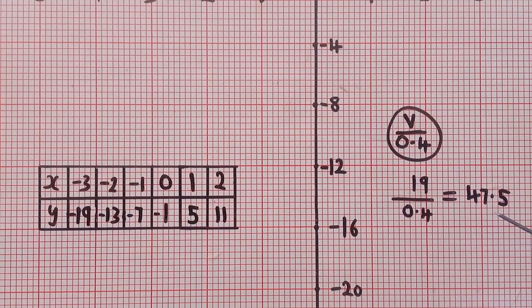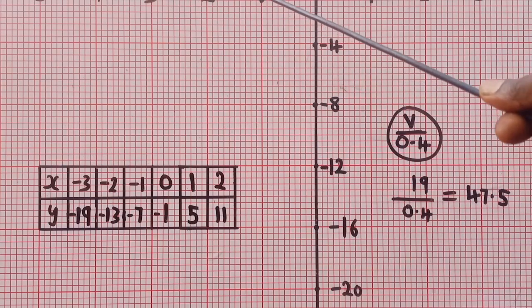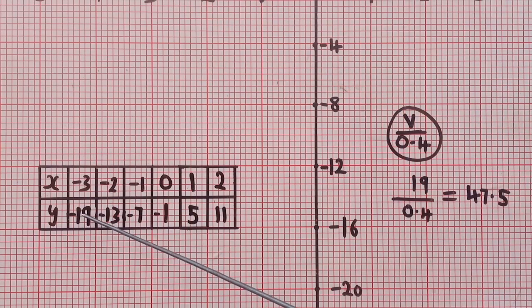What are we doing with 47.5? It means count 47.5 boxes from the origin along this axis downwards, and then when it is completed, point it there, stop there. That is the position or the location of this minus 19. This minus 19 we are seeing here.